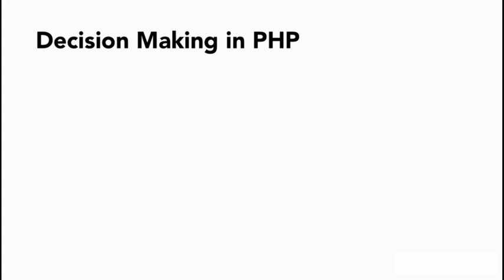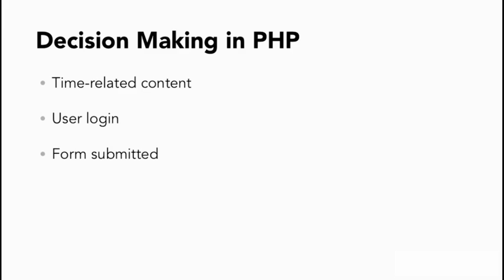In this chapter, we're going to see how to change the content of web pages depending on specific conditions. For example, you might want to show different content depending on which day or month it is, or if a person is logged in, or if a form has been submitted. Before doing so, we need to look at how PHP makes decisions.